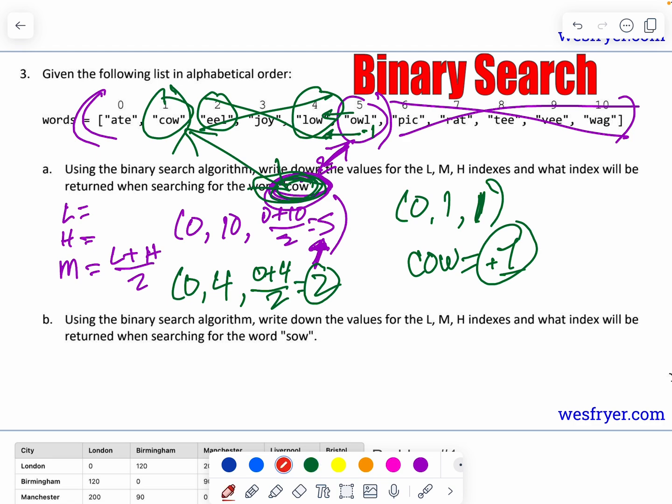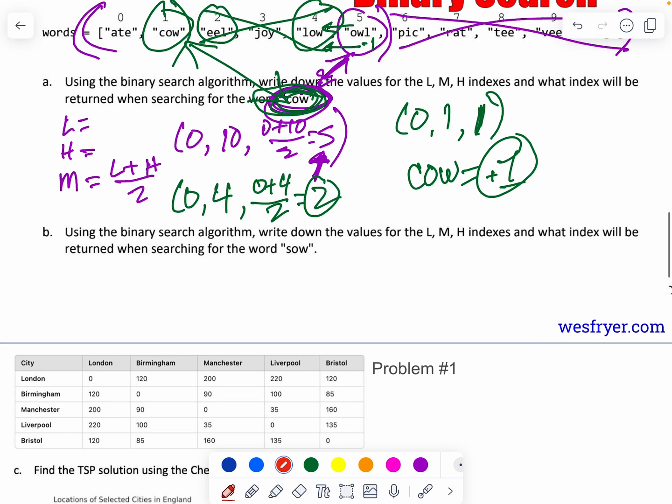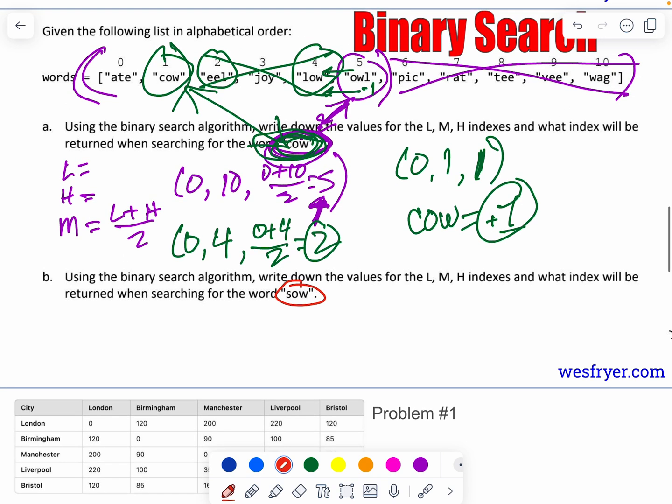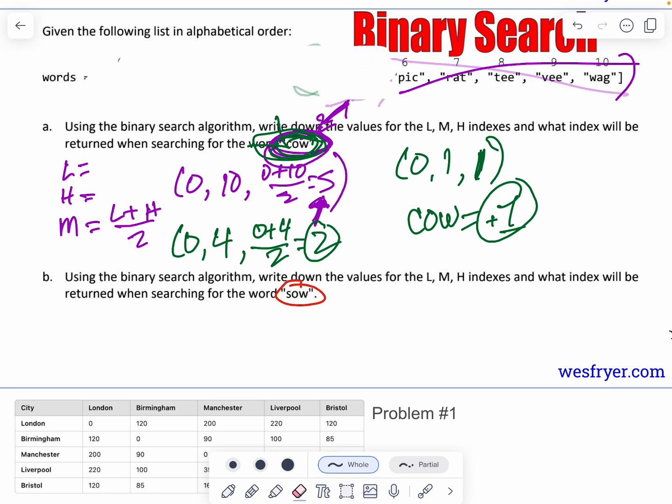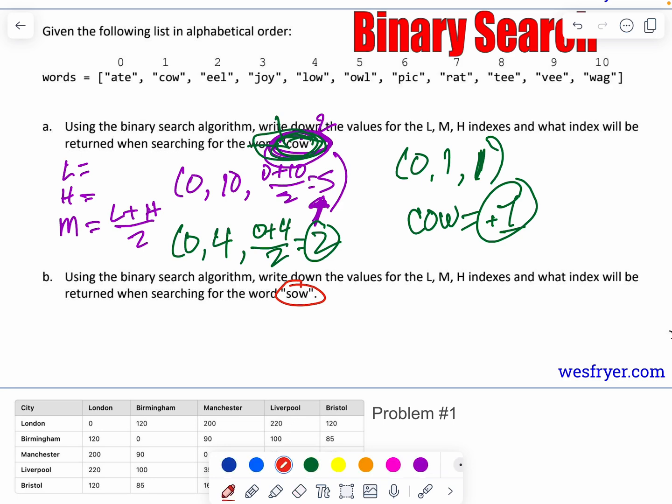Okay? All right, now let's go ahead and do one more, and this is going to be looking for the word sow. We're going to use the same list that we had before. Okay, let me get my eraser, sorry. I just want to erase. All right, so I'm going to erase my annotations here, and it's going to leave my terms. Okay, and so now we're going to look for the word sow.